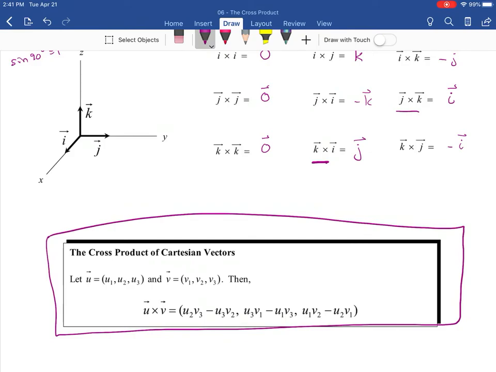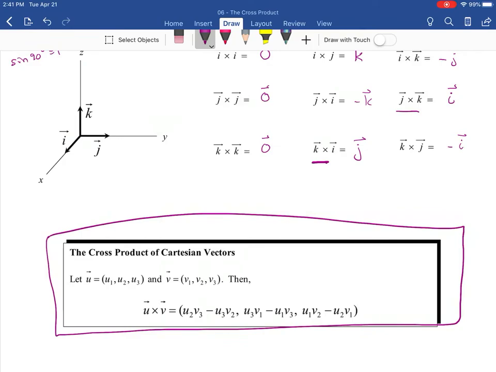If you want to find the cross product of Cartesian vectors, which have to be 3D, by the way, you can't cross product 2D vectors because the third vector would stick out of the plane and it wouldn't be a 2D vector anymore. Apparently, this is the formula for finding u cross v.